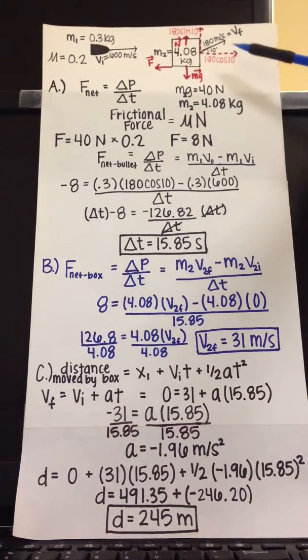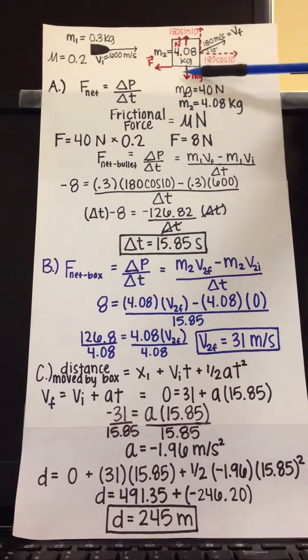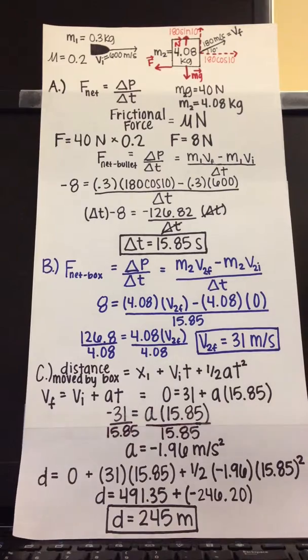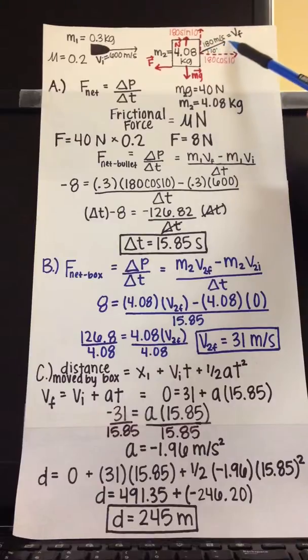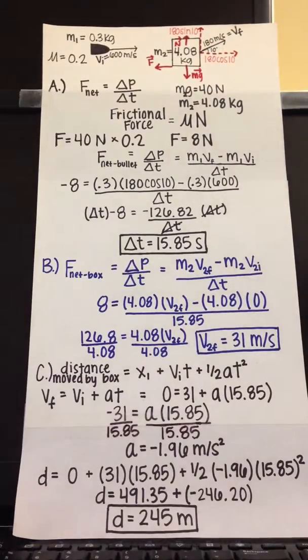So I drew my free body diagram, and I labeled all the forces acting on the body, and it has the normal force going straight up and mg going straight down, and then the frictional force going to the left, and then this force of the bullet coming out of the box going 180 meters per second. So I resolved this force into two components, into 180 cosine 10 for the x component and 180 sine 10 for y.